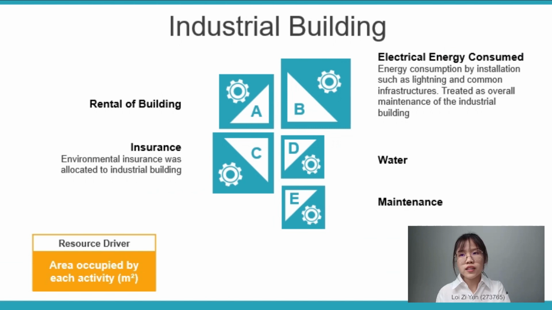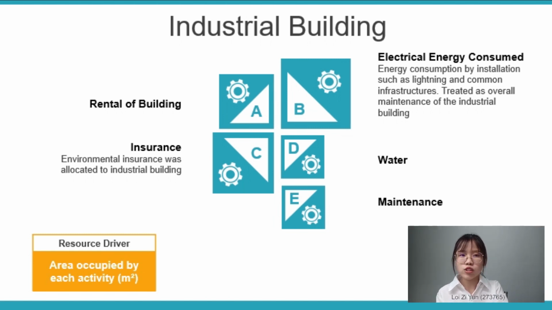We move to the first resource, which is the industrial building. The costs associated with the industrial building are rental of building, electrical energy consumed, insurance, water, and maintenance. Rental of building and water consumption are verified in the industrial building, and they will be allocated to each activity based on the area occupied by each activity.